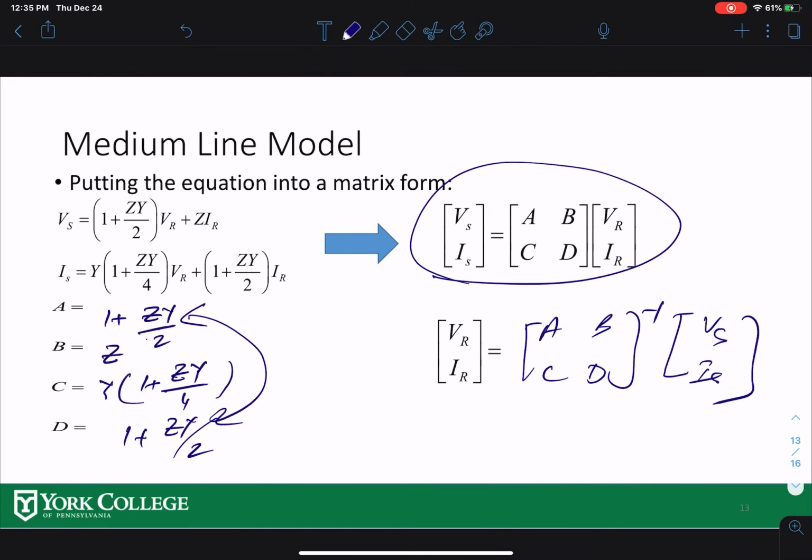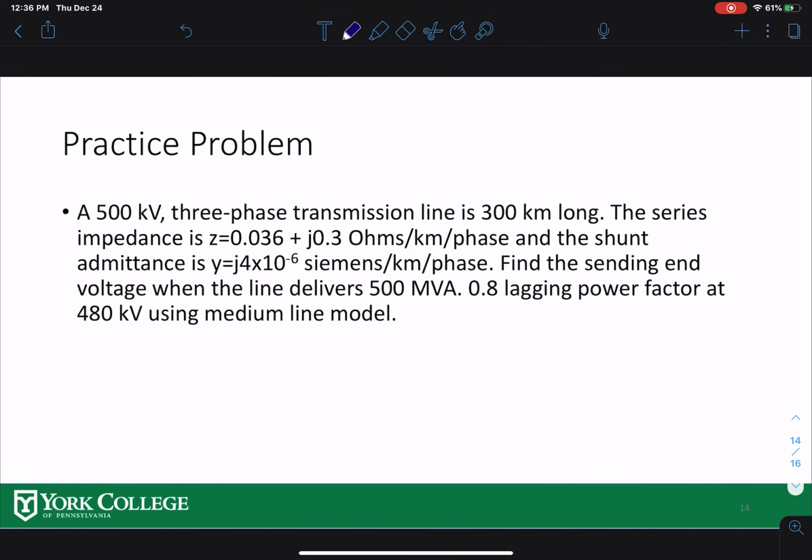So if I come back over here, I have the A, B, C, D constants already written. And from this matrix, I can find the sending end voltage if the receiving end voltage and current are given. Also, I can find vice versa: I can find receiving end quantities if the sending end quantities are given. All right. So the main goal here is to find the A, B, C, D constants, and we're going to do this problem in the class. So come back to class with these materials reviewed, then we can do the problem.